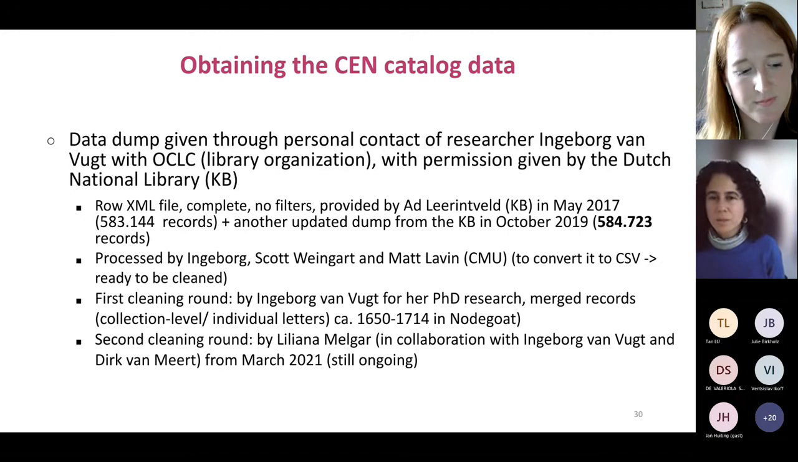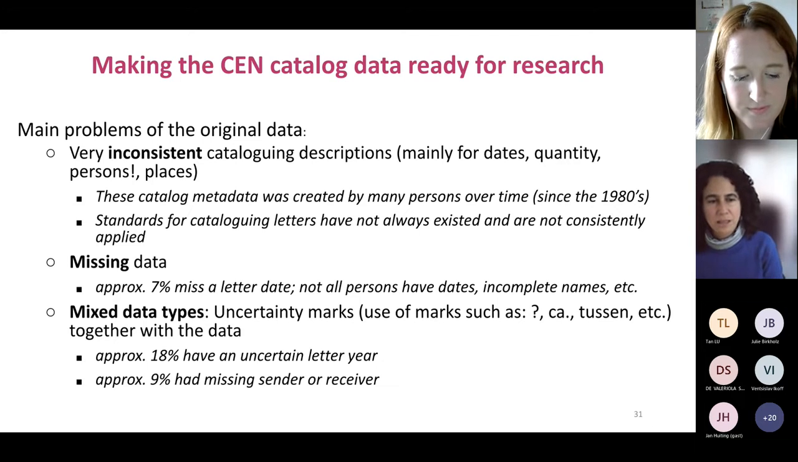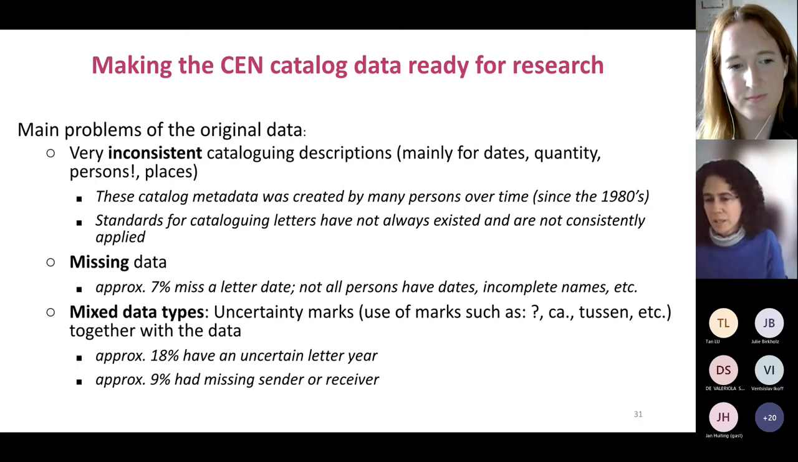Now, Ed, what we say is very challenging, but what are the challenges? It's mostly that the data that is needed for network analysis, which is the person's names and the dates and the places, is really inconsistent. So there is also the problem of missing data. At least 7% of the letters miss a date or a year. And also the person names don't have, let's say, dates of birth or death, which makes it very hard to, let's say, assign or infer a date for these letters.